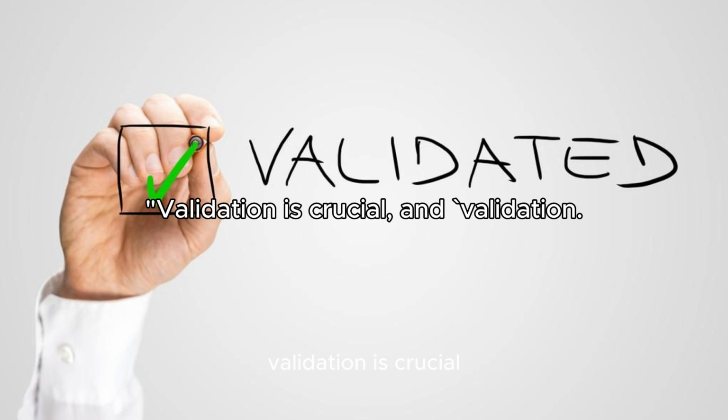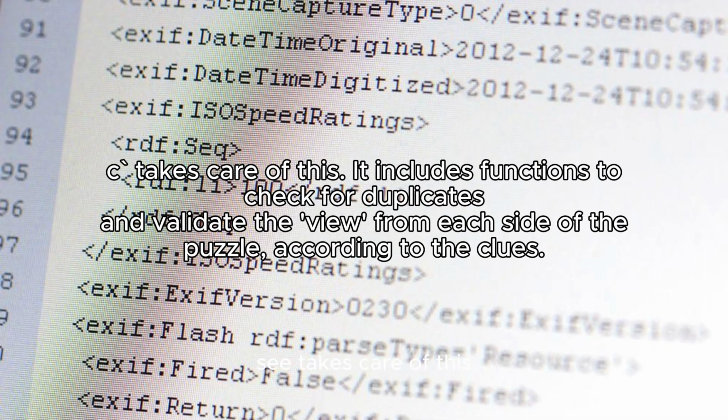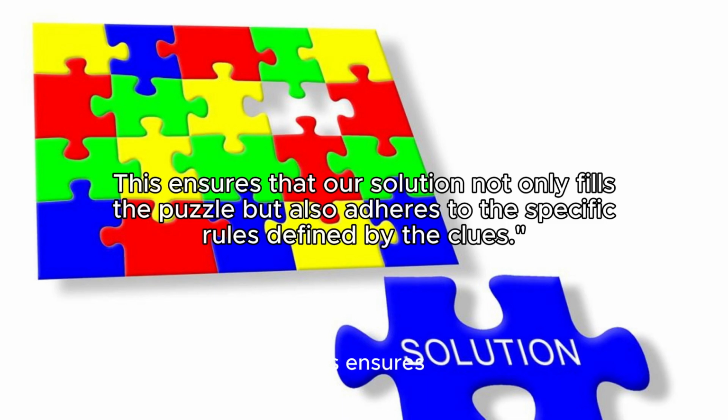Validation.c. Validation is crucial, and validation.c takes care of this. It includes functions to check for duplicates and validate the view from each side of the puzzle, according to the clues. This ensures that our solution not only fills the puzzle, but also adheres to the specific rules defined by the clues.